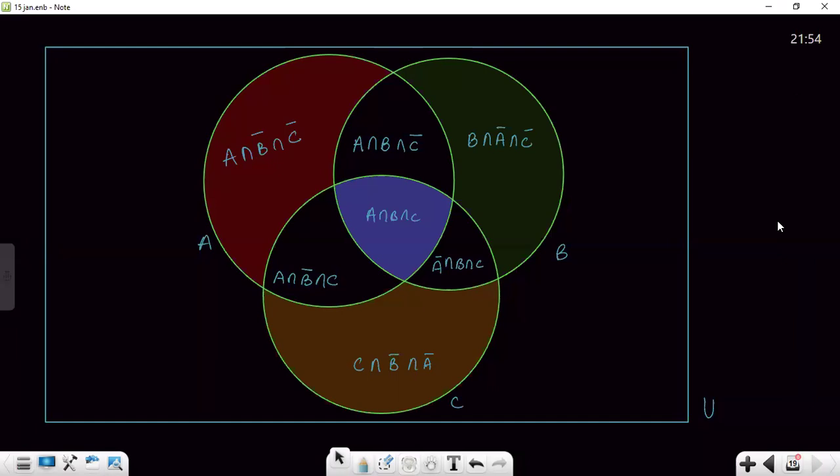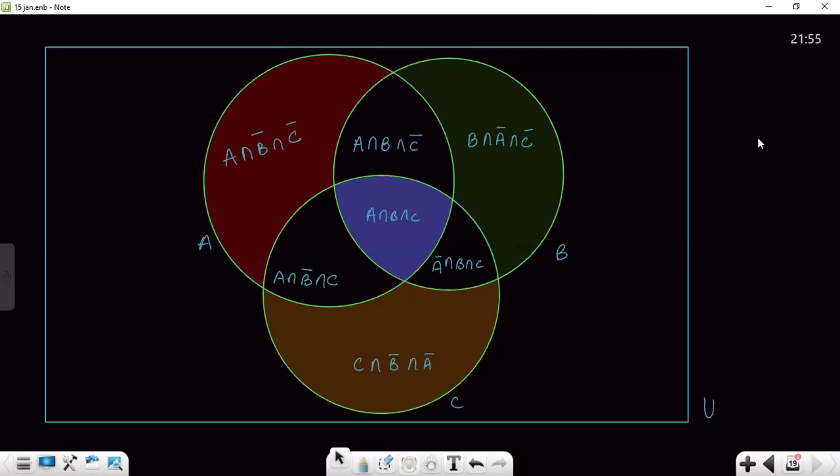Now tell me which are those elements which are common in C and B set only. Black. Which black? The black on the right side, right? Yes, sir. Right side, sir.